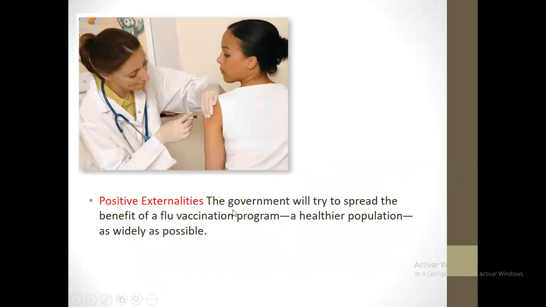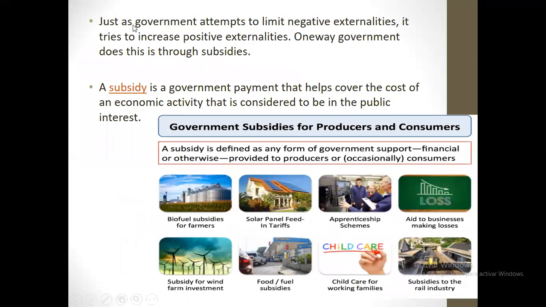Okay, positive externality, the government will try to spread the benefit of a flu vaccine program. That's another example of positive externalities. Just as a government tends to limit negative externality, it tries to increase positive externality. One way government does this is through subsidies, los subsidios.